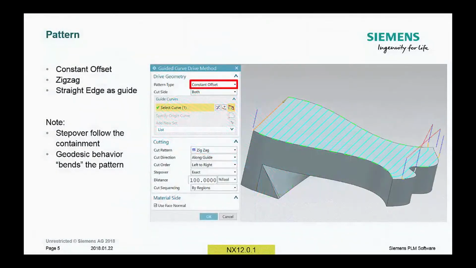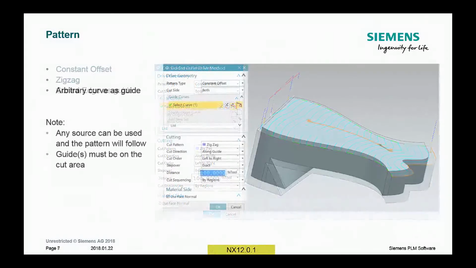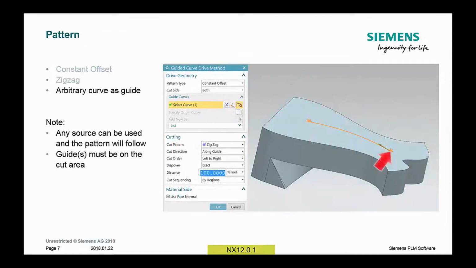Constant offset is the first pattern. Using zig with a straight edge as the guide, the step-over follows the containment using geodesic behavior to bend the pattern. You can select any curved edge as the guide. As with the straight edge, the step-over follows the containment using geodesic behavior to create the cut pattern. You can even select an arbitrary curve that lies on the cut area as the guide curve.